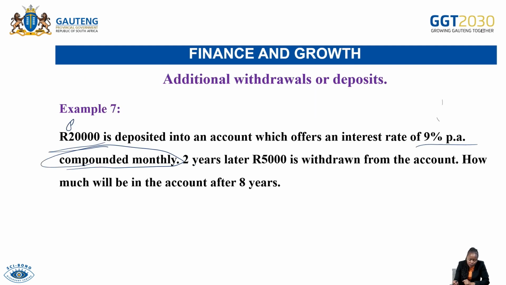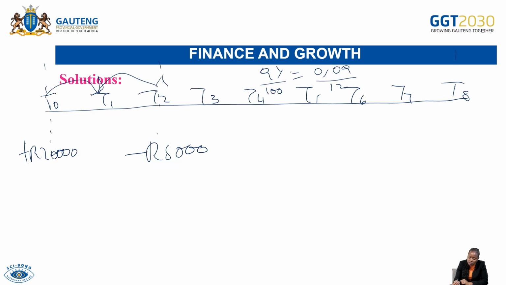Okay, so how much will be in the account after 8 years? We want to find out how much money is going to be accumulated after 8 years. So first things first, we will calculate the 20,000 and the interest that is going to be accumulated within these 8 years. I don't know if I'm making sense.